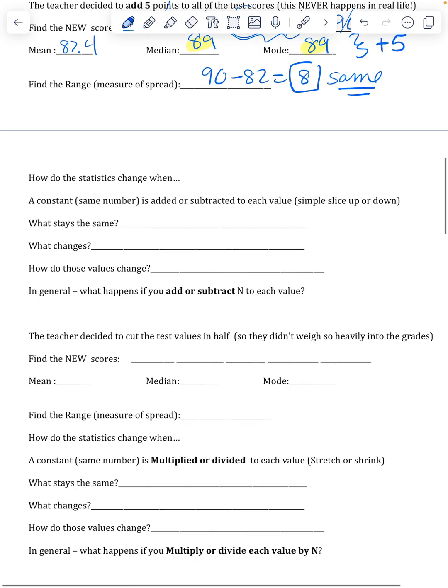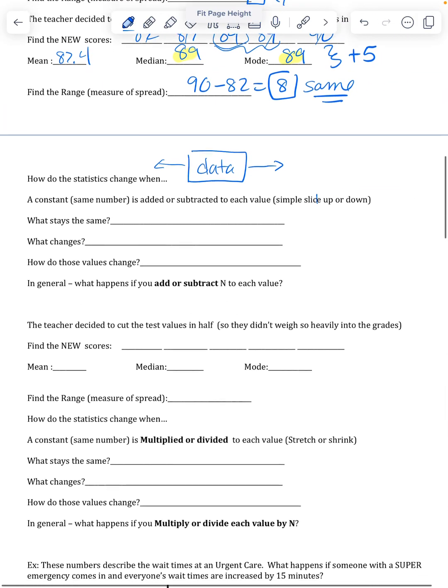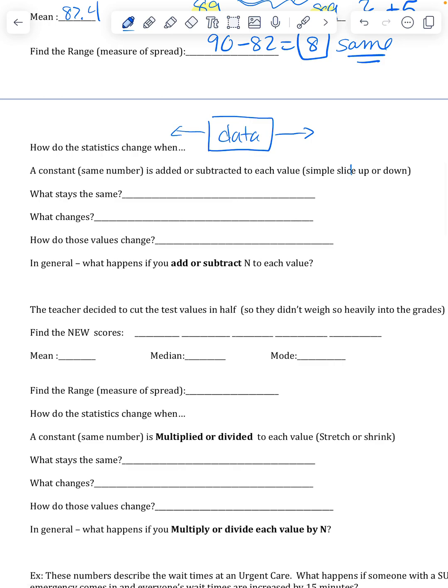So we're going to look at this kind of in general. What happens is if you have a set of data like this and you just add or subtract, you literally are just moving the numbers up or down. You're shifting the whole thing. So this is supposed to say slide. A constant, meaning the same number like I did 5, is added or subtracted to each value. What happens is everything moves up. All the scores go up 5, down 5, whatever you choose to do. So because it's a slide, it doesn't spread out, like it doesn't become a bigger range. It's just moving the whole set up or down.